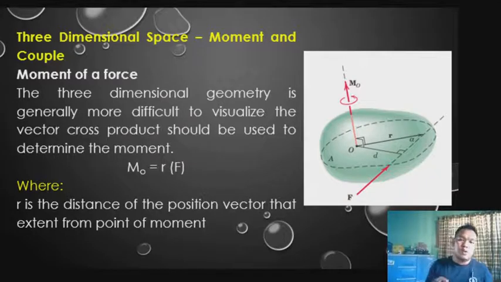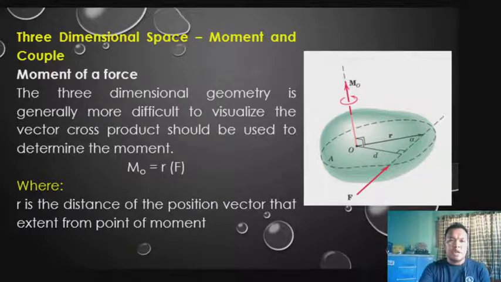Okay, so let's continue. So, couple, moment of a force. So, three-dimensional space, moment, and couple. So, pinag-uusapan natin ito yung pag-moment ng forces along axis or along a point, no? So, moment of a force, the three-dimensional geometry is generally more difficult to visualize. The vector cross product should be used to determine the moment. So, MO is equivalent kay R times F.